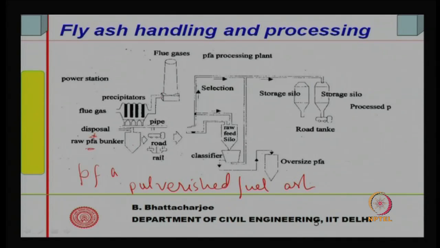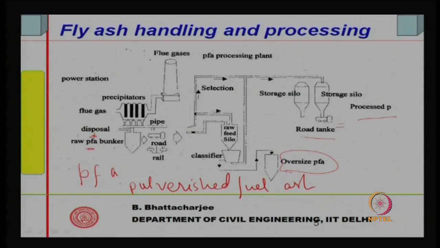So, this is from the chimney, the flue gas through the precipitator, fly ashes are collected and transported, and then you can put it into a classifier. If you put it into a classifier, different size fractions can be separated. Some may be taken straight to the storage silos and transported through road tanker to various kinds of processes, and here the oversized ones can be collected.